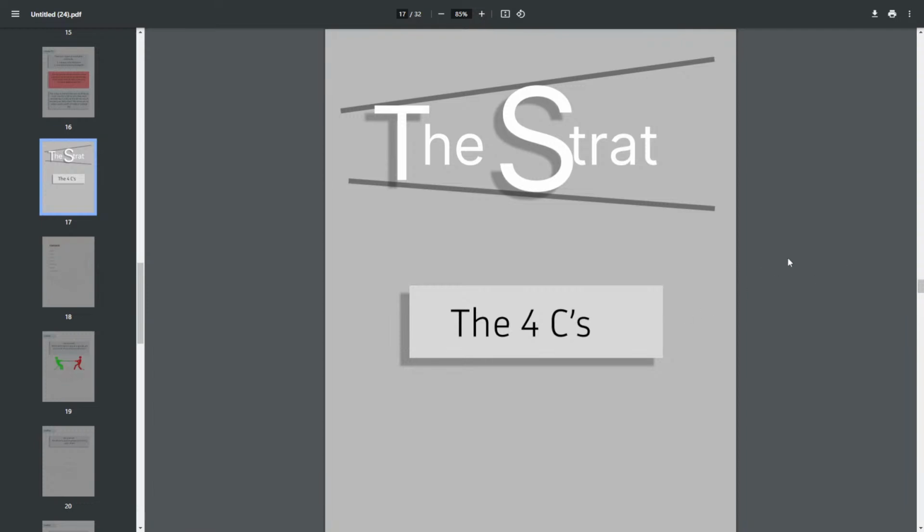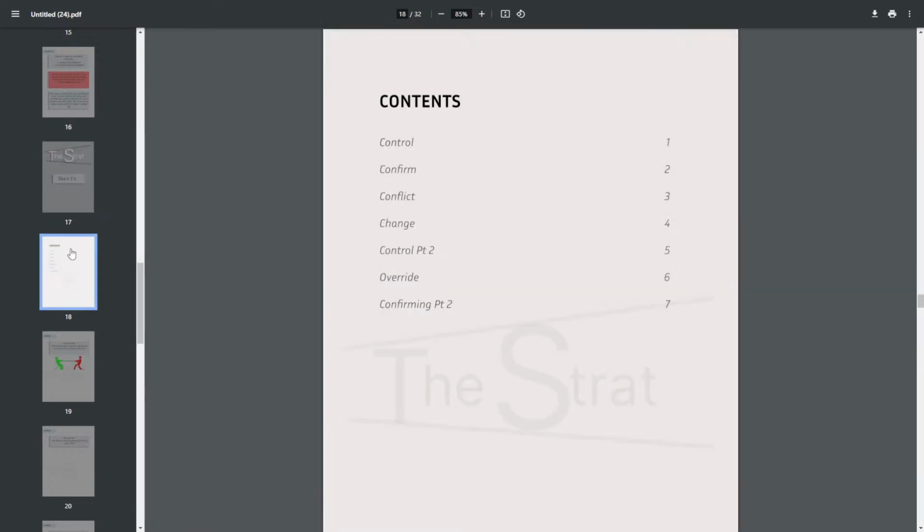All right. Hopefully everyone's in. So the 4 C's, for those in Discord that missed it. You're going to have control, confirm, conflict, and change.